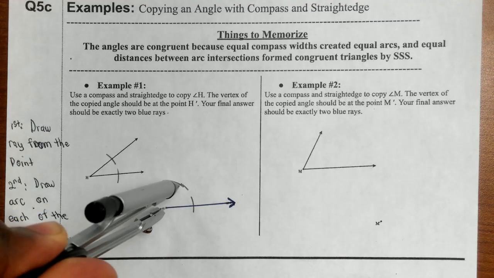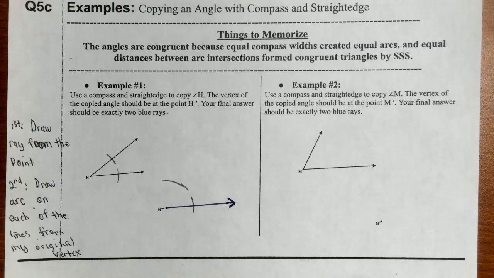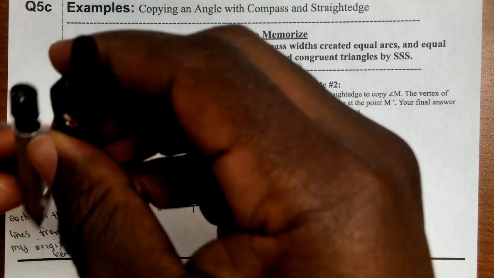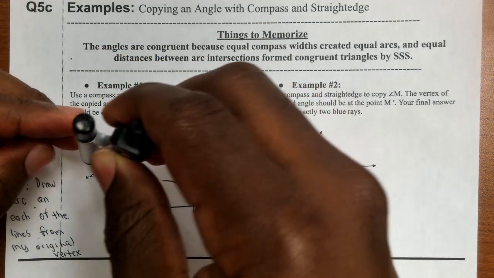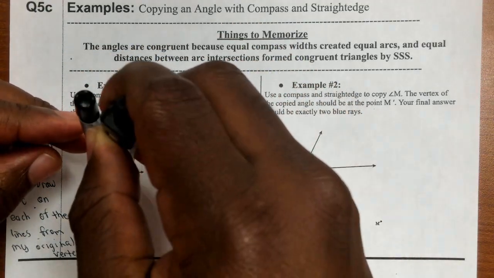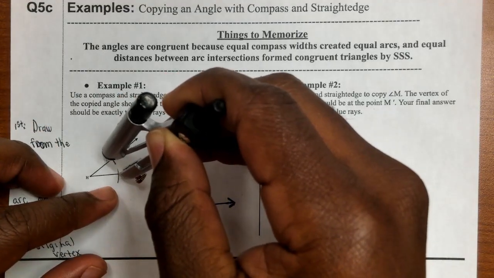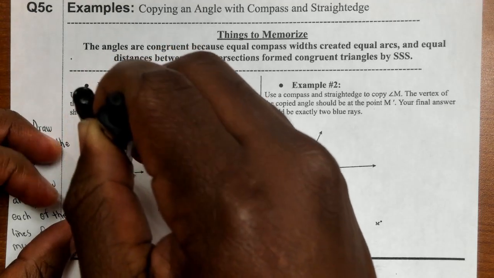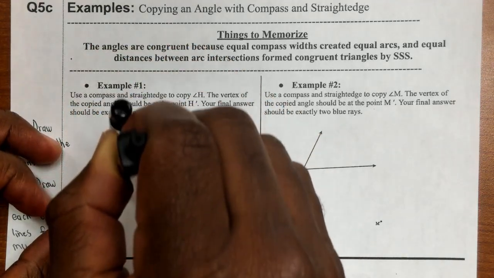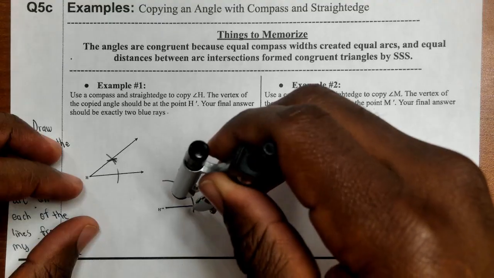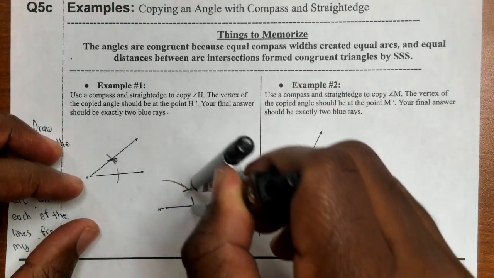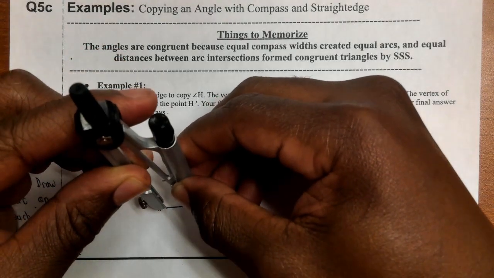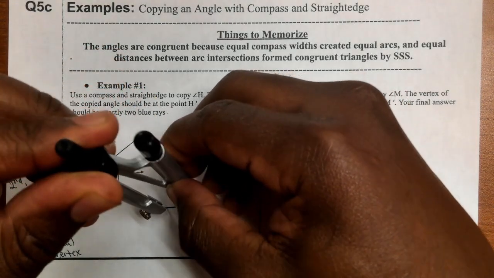Now I'm going to figure out where my next arc is going to be. To figure it out, I put the point of my compass on one of my arcs right here, and I draw an intersecting arc between this line and the line that I drew the arc on. Then I'm going to do the same thing right here. Let me actually fix this first one. Draw an intersecting arc right here.